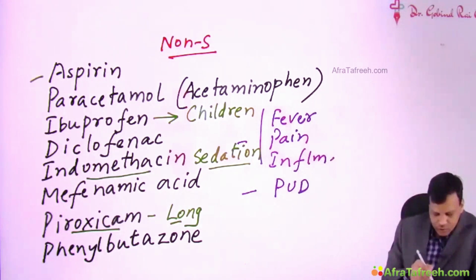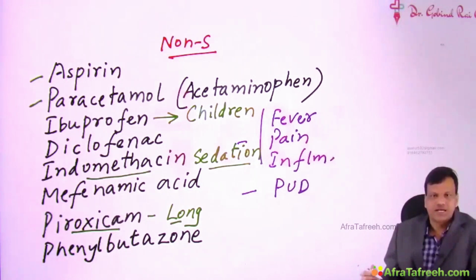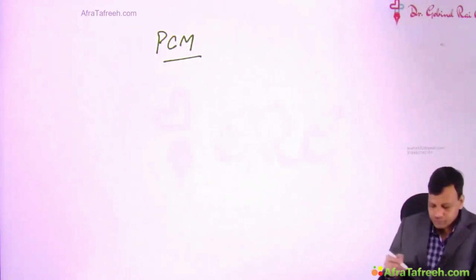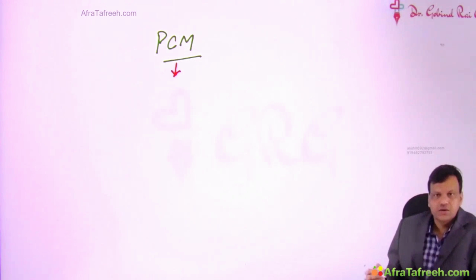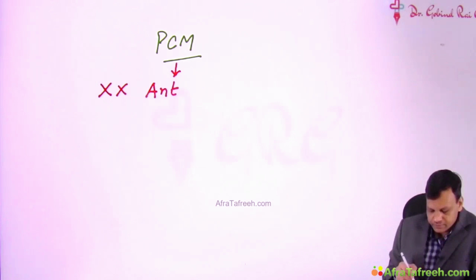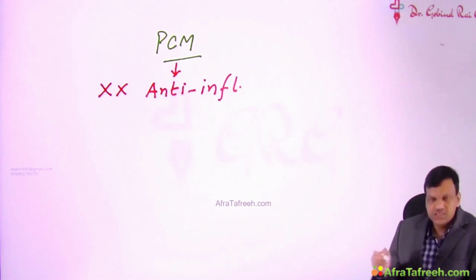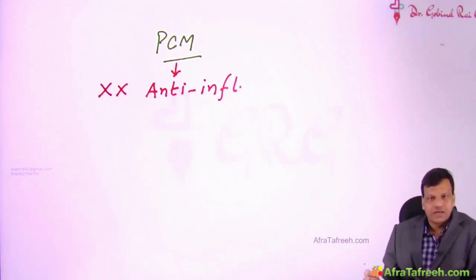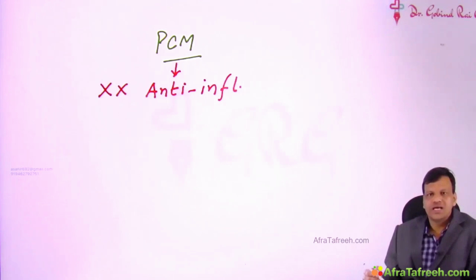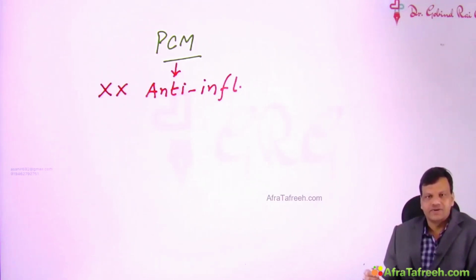Now we are left with the two most important drugs. One is aspirin and the second is paracetamol. So we'll discuss these one by one. First we'll discuss paracetamol or acetaminophen. Paracetamol is the only NSAID which has no anti-inflammatory activity. Other NSAIDs have antipyretic, analgesic and anti-inflammatory activity, whereas paracetamol only has antipyretic and analgesic activity. It does not possess anti-inflammatory activity.